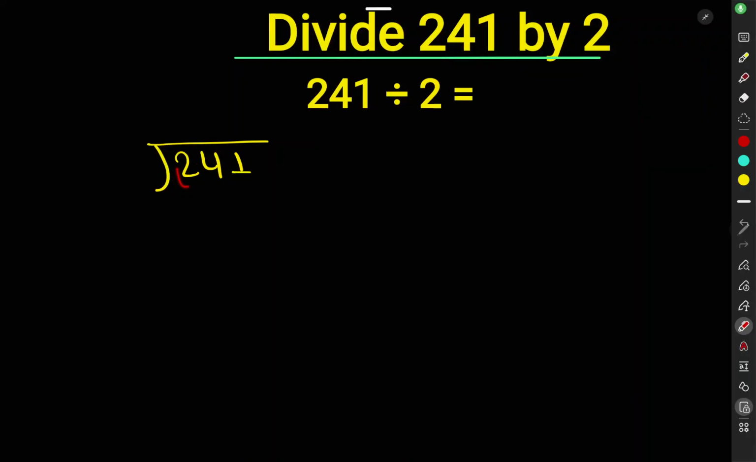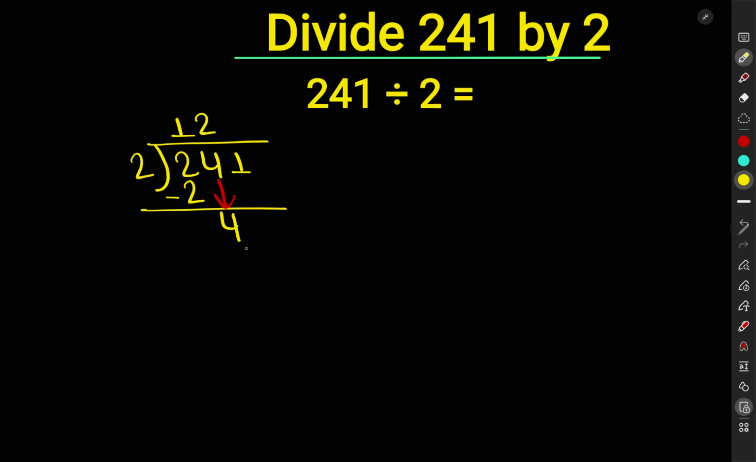We divide 241 by 2 in the long division method. So 2 times 1 means 2. On subtracting we get 0. So now we put down the number beside this 4 and we remove this 0.